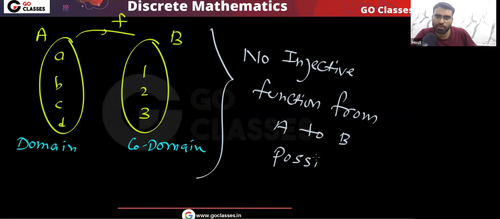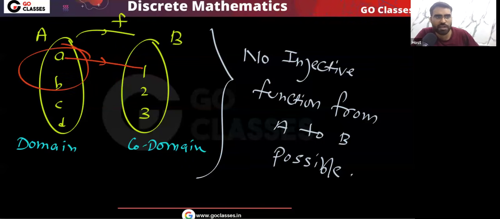Okay, can you try to create? Let me try. Okay, see, let me map A to 1. Can I map B to 1? No, I want injective function. So I cannot do that, because different elements must have different images. Okay, so let me map B to 2. Can I map C to 1? I cannot do that because I want injective function, and in the injective function, different elements must have different images.